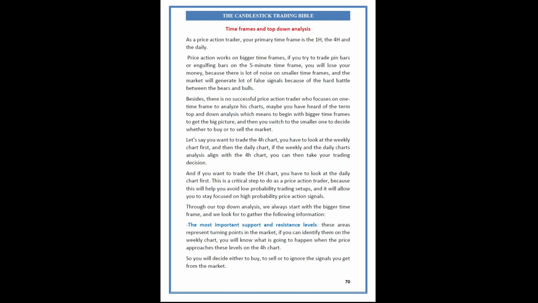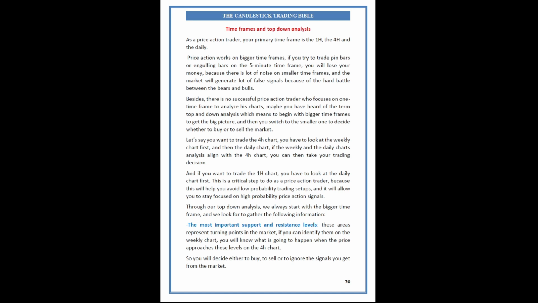Besides, there is no successful price action trader who focuses on one time frame to analyze his charts. Maybe you've heard of the term top-down analysis, which means to begin with bigger time frames to get the bigger picture, and then you switch to the smaller one to decide whether to buy or sell the market.